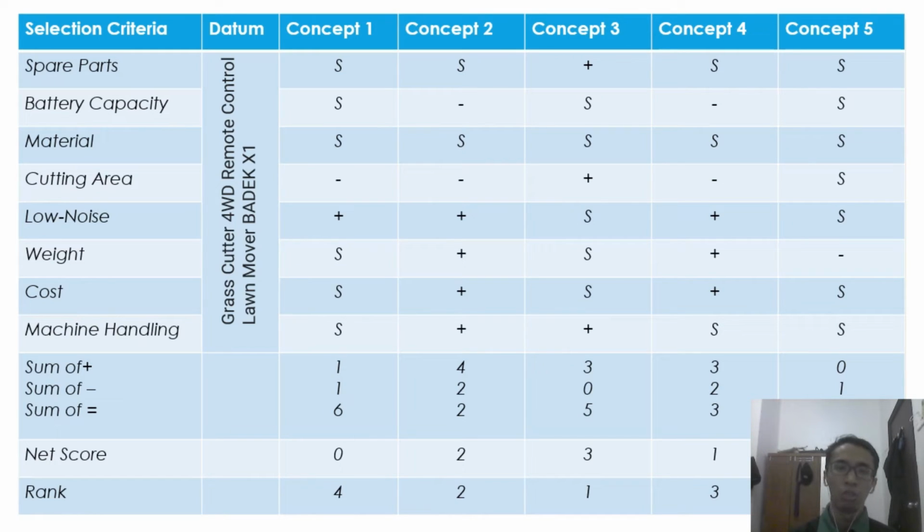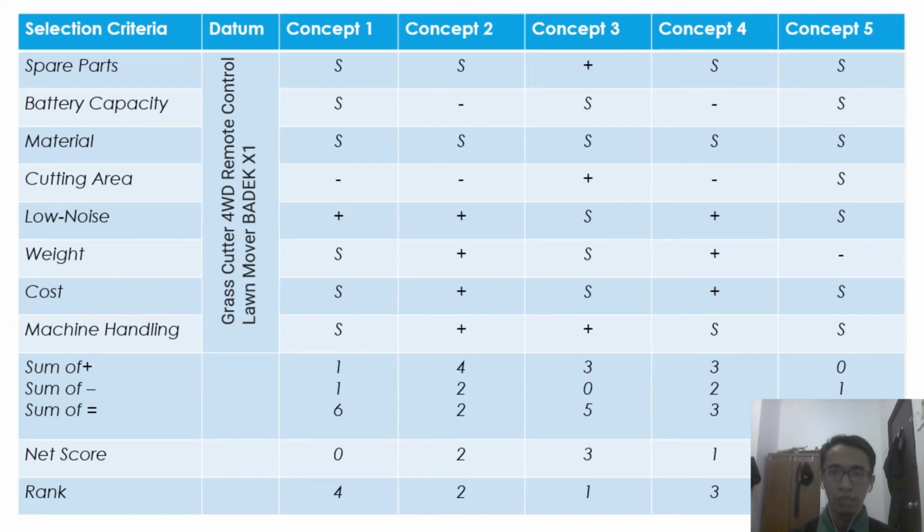The size of the mower of concept 3 is way bigger than the datum. Although of its size, it is easy to operate. Then for concept number 4, the battery capacity and cutting area are worse than the datum because of its small size, the same as design concept number 2. Its noise, weight, and cost are better than the datum, and the rest of the criteria are the same as the datum.